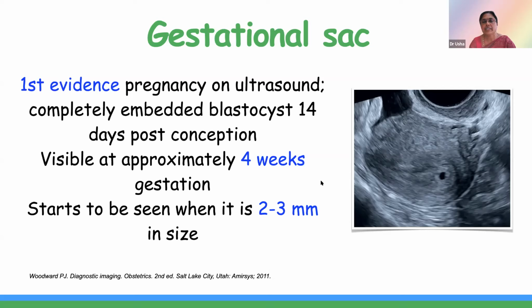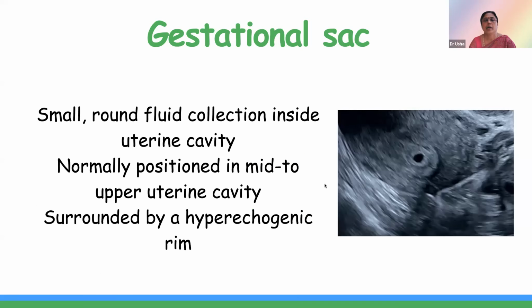What are the features of a gestational sac? It is a small round fluid collection seen within the uterine cavity, normally positioned in the mid to upper uterine cavity. You can see here it is clearly surrounded by a hyperechogenic rim. This is the chorionic tissue, which appears hyperechogenic. You have to make sure that the fluid collection is surrounded by a hyperechogenic rim.